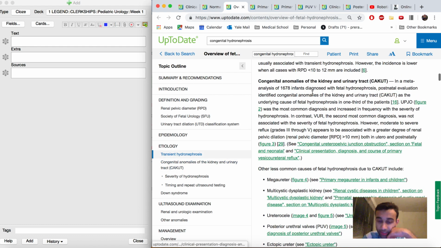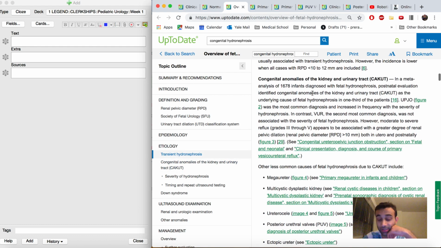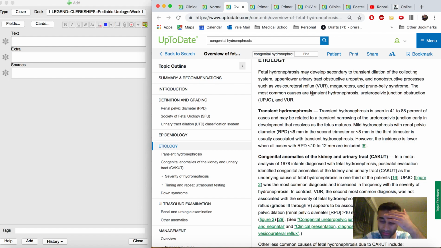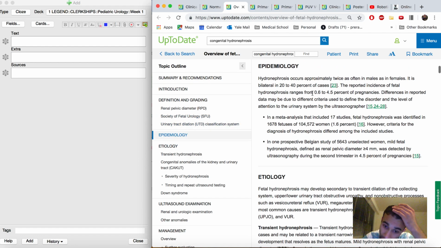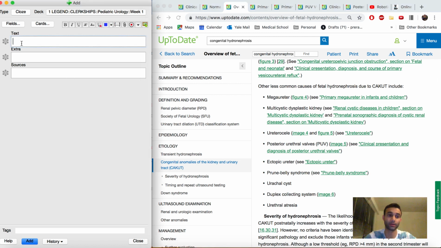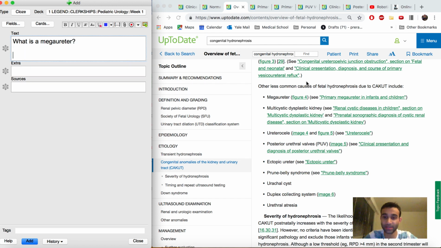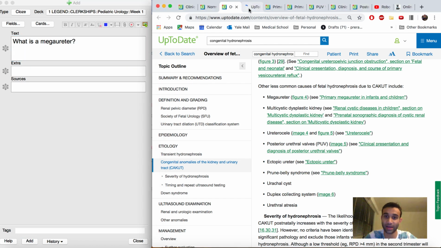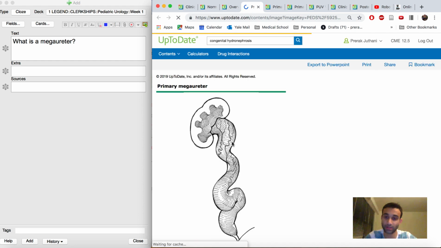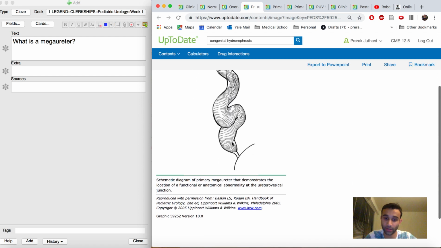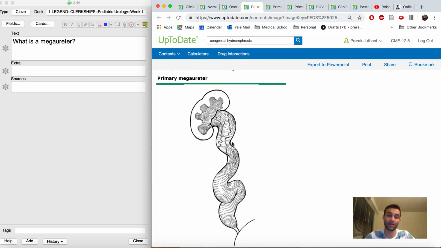So one thing that I was concerned about is because the patient that I'm working with tomorrow might have something like this. And so it's important for me to understand what can cause it. So one thing, what is a mega ureter? And the reason I put this as a question is because I have heard that mega ureters can cause congenital hydronephrosis before.